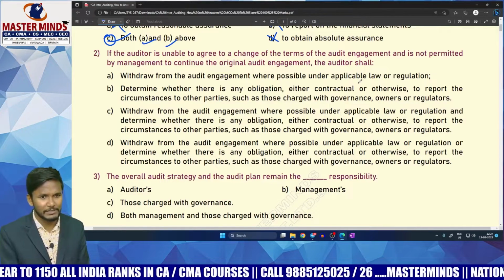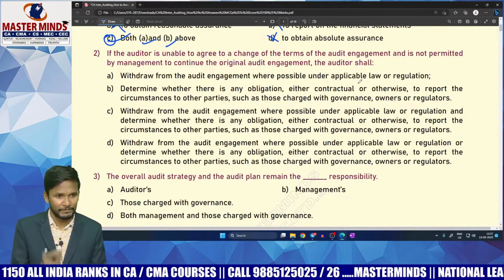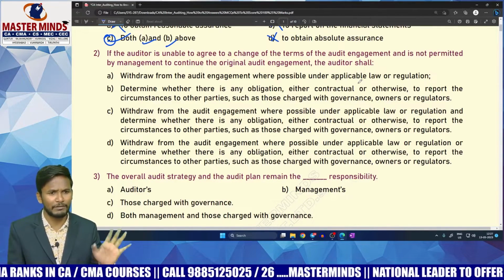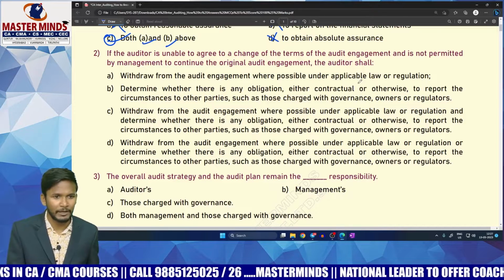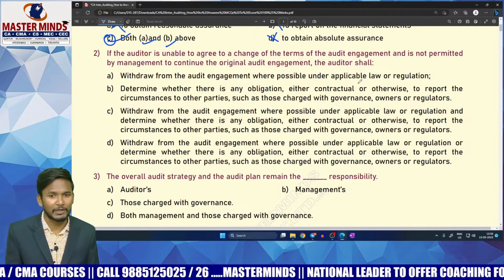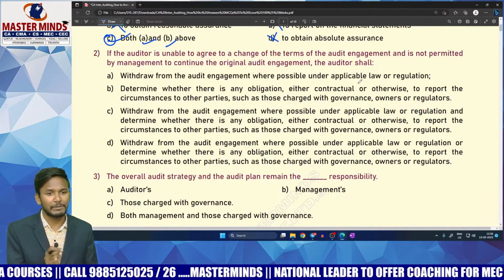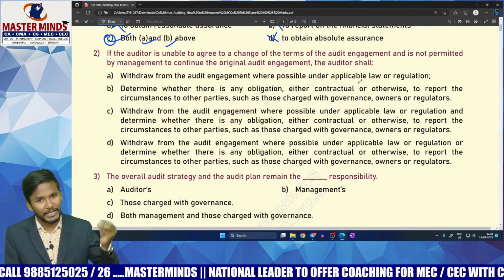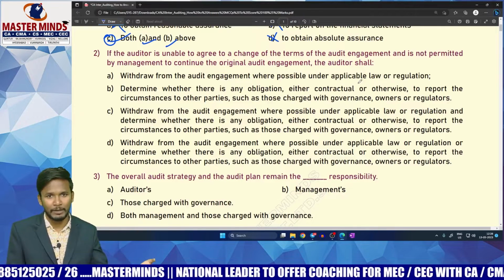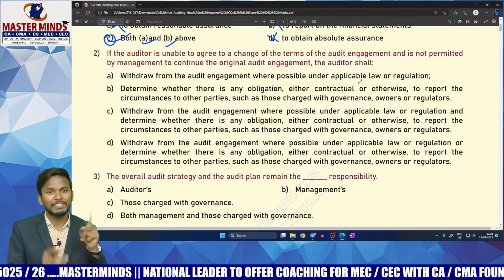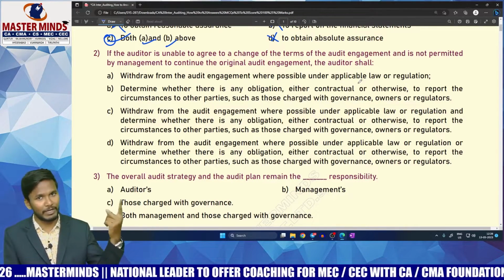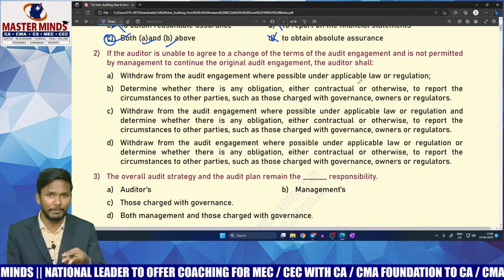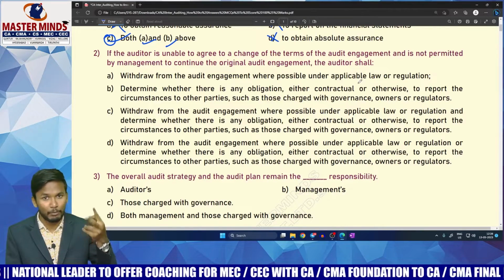Let's see from the answers what is given. First option, withdraw from the audit engagement where possible under applicable law or regulation. Simply they are telling withdrawal. See the B option, determine whether there is any obligation, either contractual or otherwise, to report the circumstance to other parties such as TCWG, owners or regulators. See, option A is correct only, B is also correct only, but each talks about only one statement. I told about two things, withdrawal and also informing. A talks about withdrawal, B talks about informing. Both are correct answers, both should be combined, right?